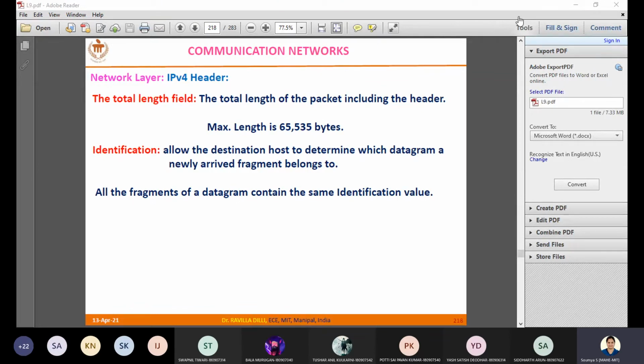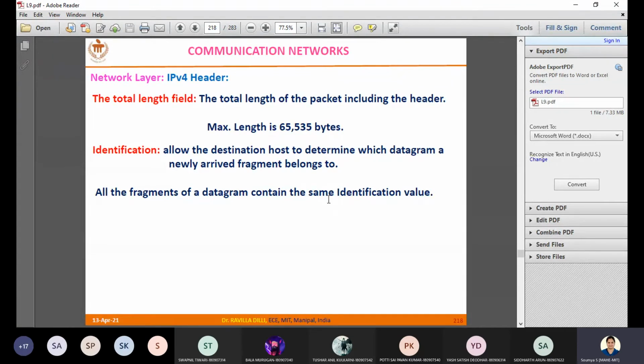I am continuing with the class so that you can watch this later at your leisure. The field that indicates the total length will be the total length of the packet including the header. So it would be starting from 20 bytes plus something to 60 bytes plus something. It's a 16-bit field, so the maximum length will be 65,535 bytes.